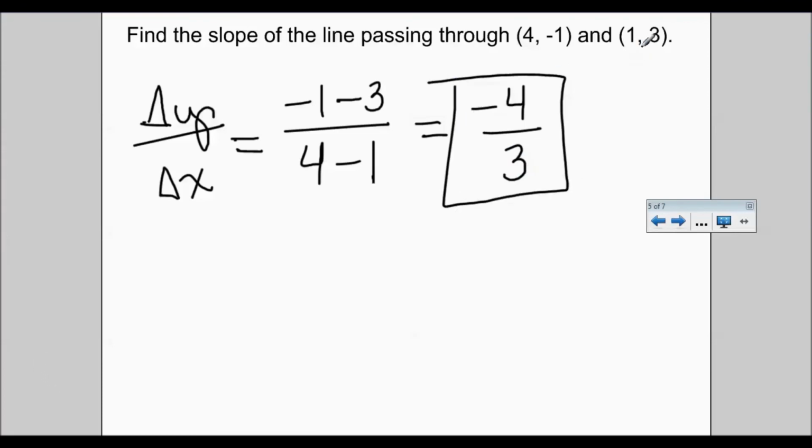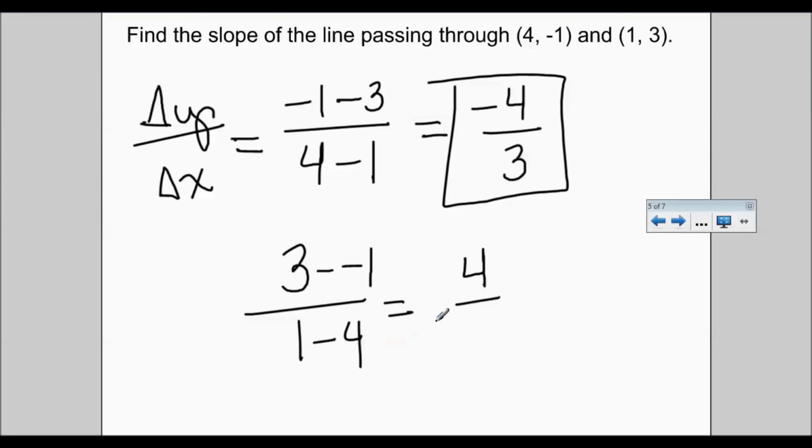Now let's say that I had started with that other coordinate first. That's fine as long as I keep it consistent. I would have 3 minus -1 over, and then do my x values, 1 minus 4. 3 minus -1 is +4. And 1 minus 4 is -3. And we know that 4 over -3 is equivalent to -4 over 3. It'd be the same thing.